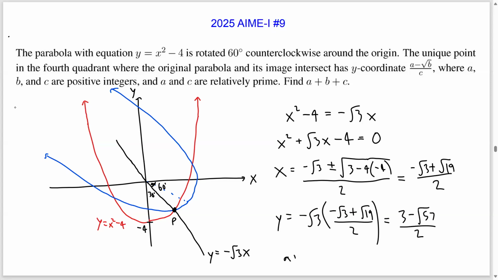So therefore, a plus b plus c is going to be 3 plus 57 plus 2, which is 62 as our answer.